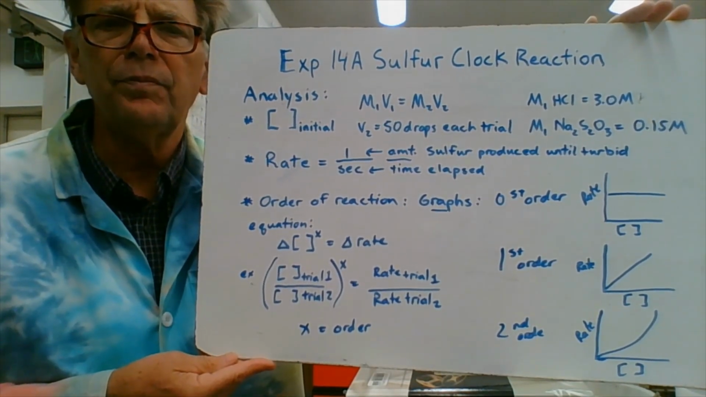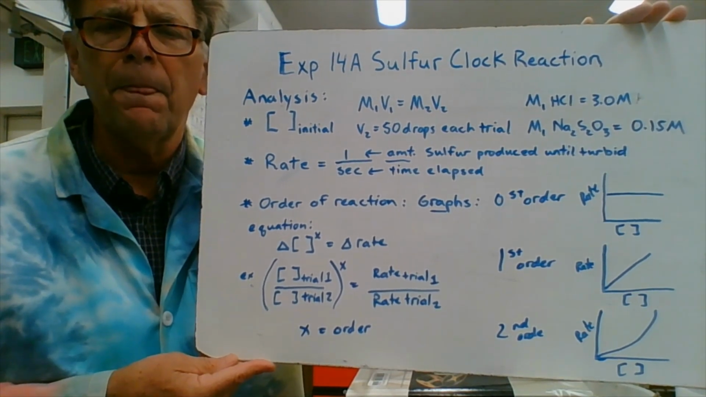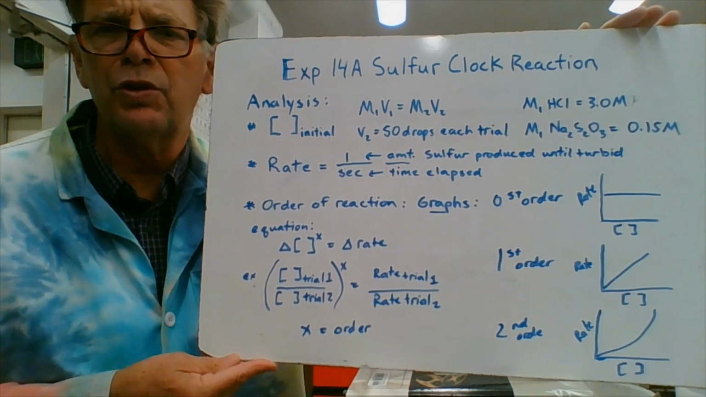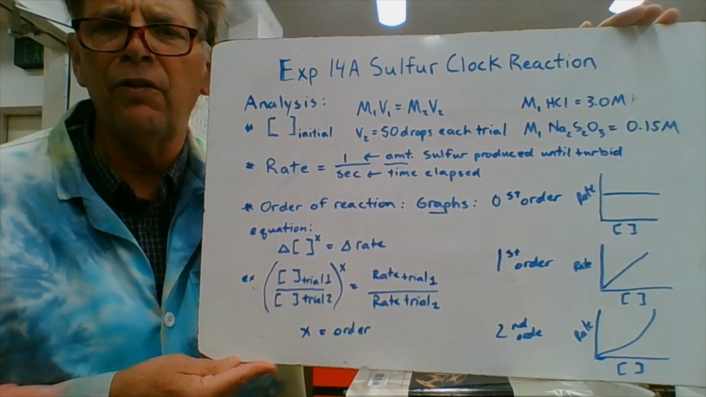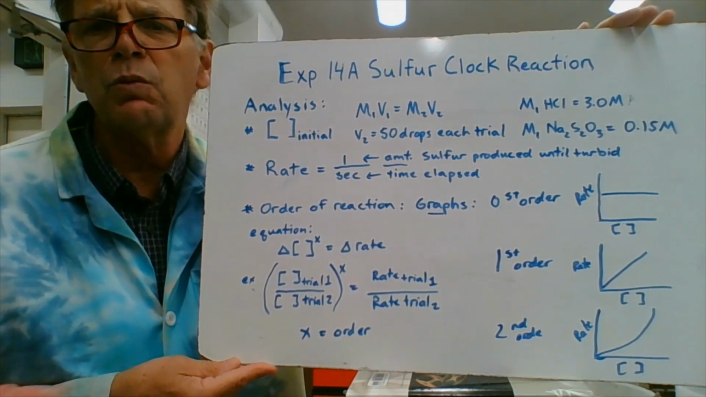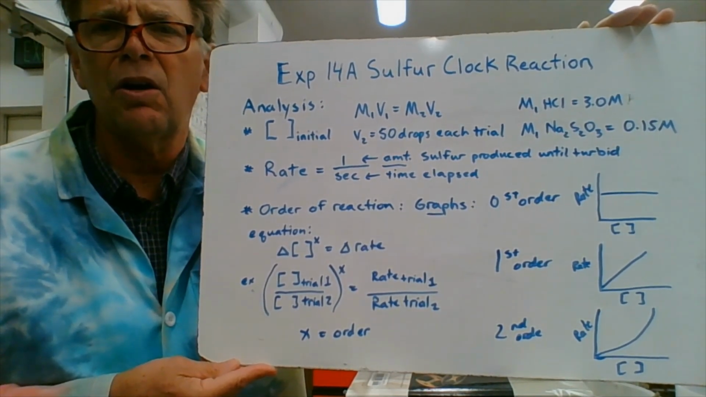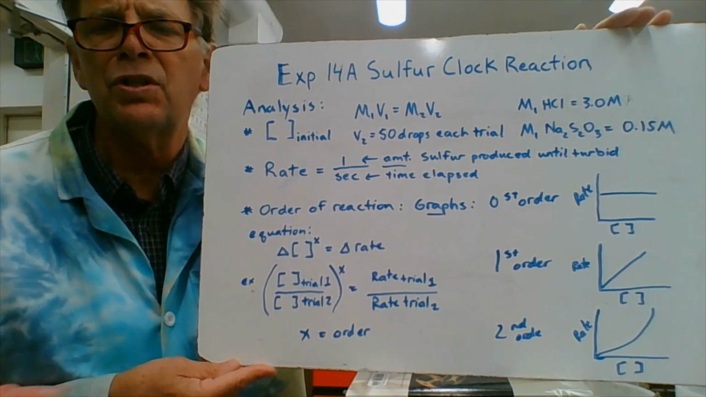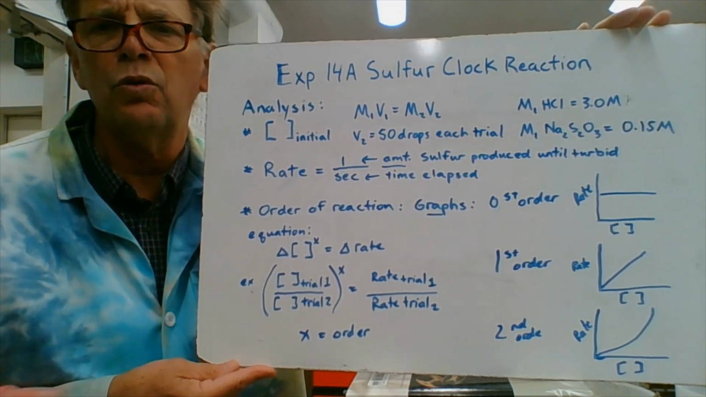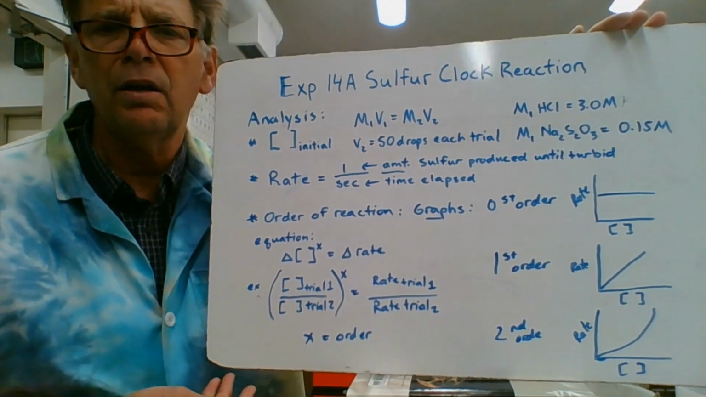In the other problems, to find K, we choose a trial, plug in all the values except for K, and solve for K. Don't forget those units. And then the last one deals with plugging in some random concentrations, using our rate constant, and finding a rate at those new concentrations. Good luck. Hope this helps.